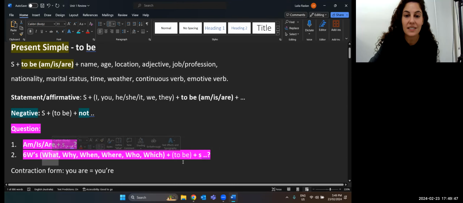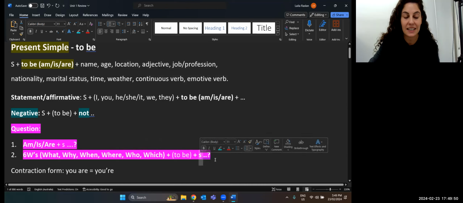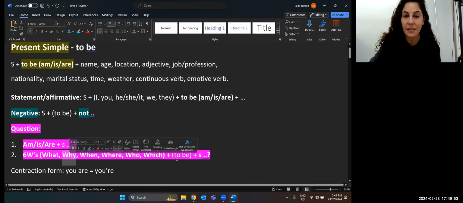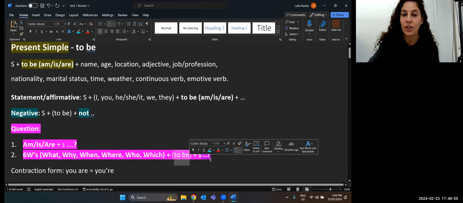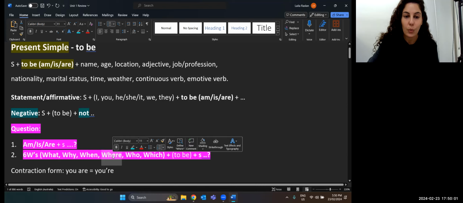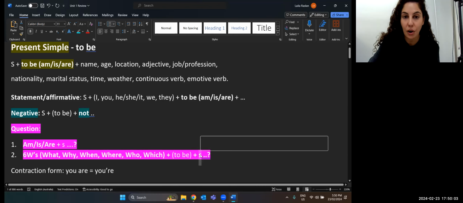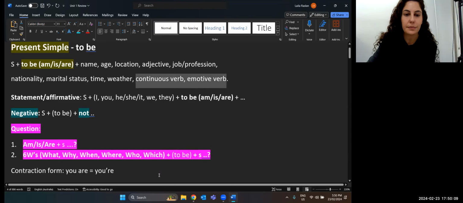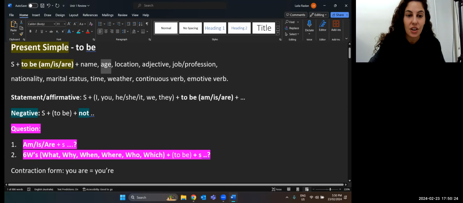So for example, what is he studying? Why are you upset? That's using an emotive verb. Where are you going? So they're mostly with the continuous and the emotive. But who are you? Could be about your name. I'm asking someone, who are you? It's the same as saying, what is your name? But I just want to use this structure. Who are you?